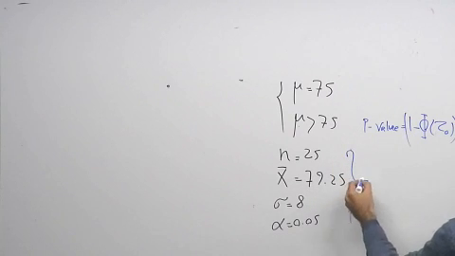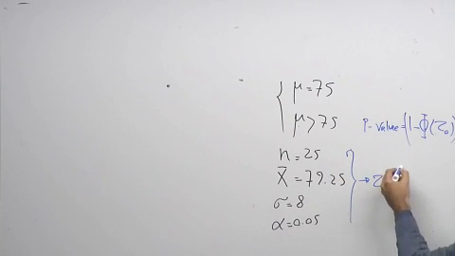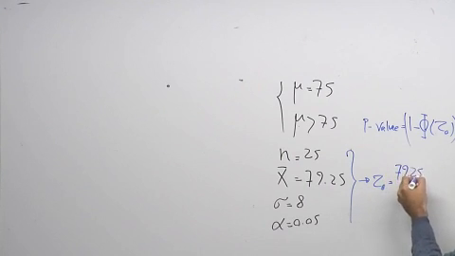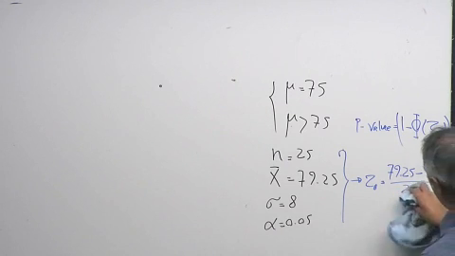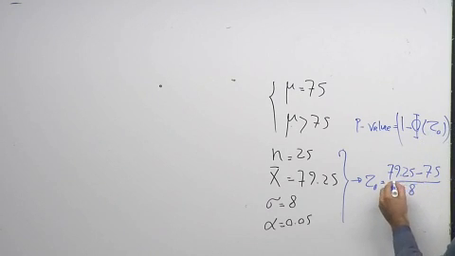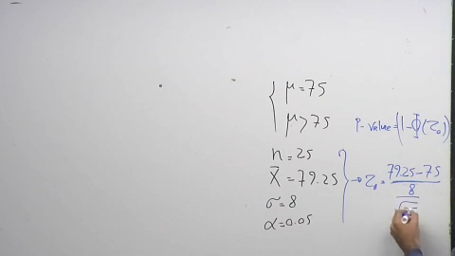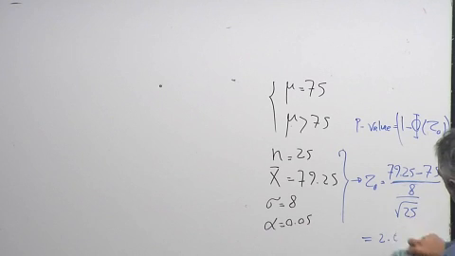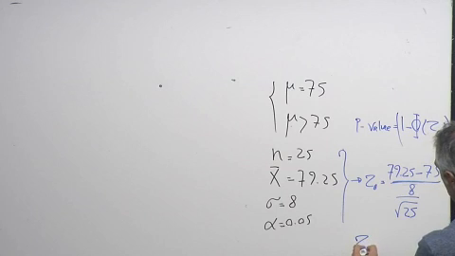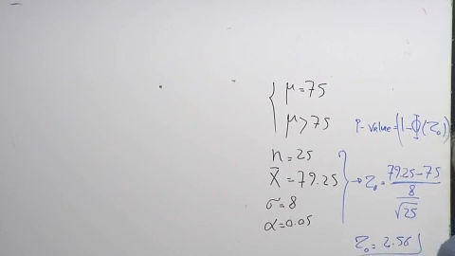So what is z0? Based on this, it's x bar, 79.25 minus 75, divided by 8 over the square root of 25. Yes, 2.56. Your z0 is 2.56, okay?